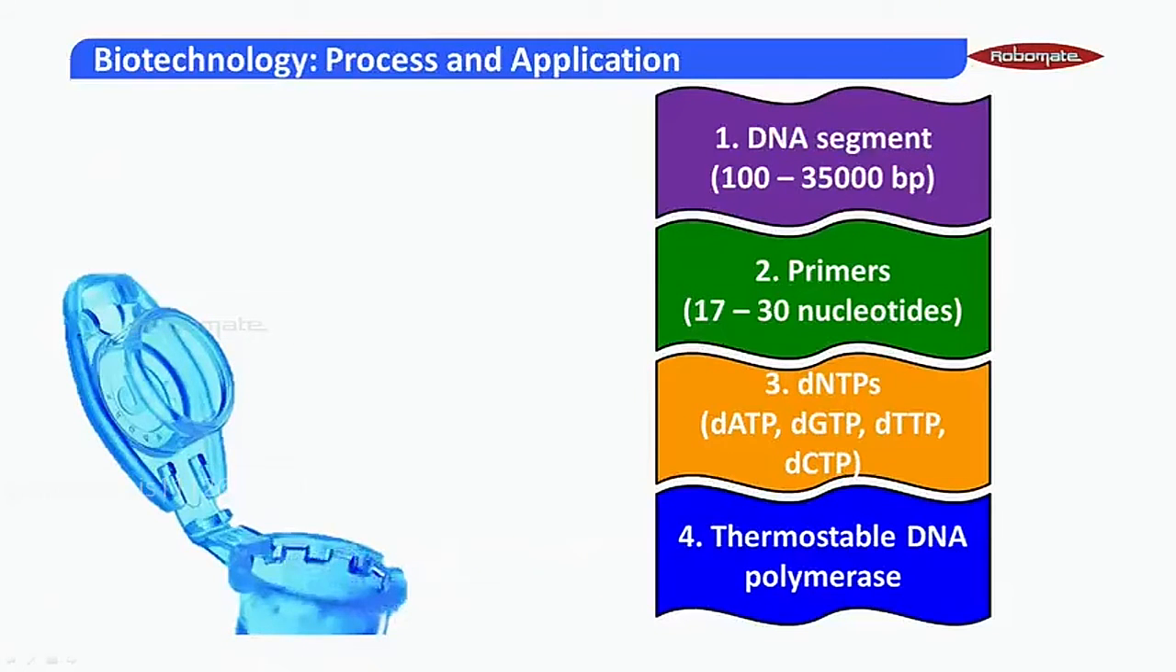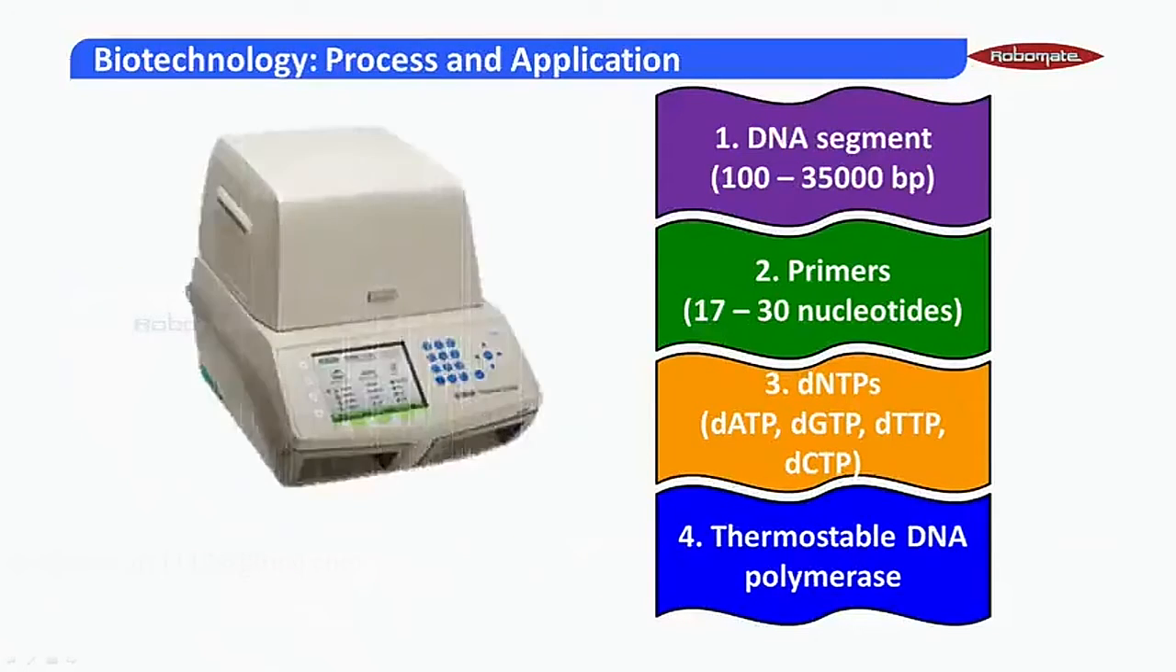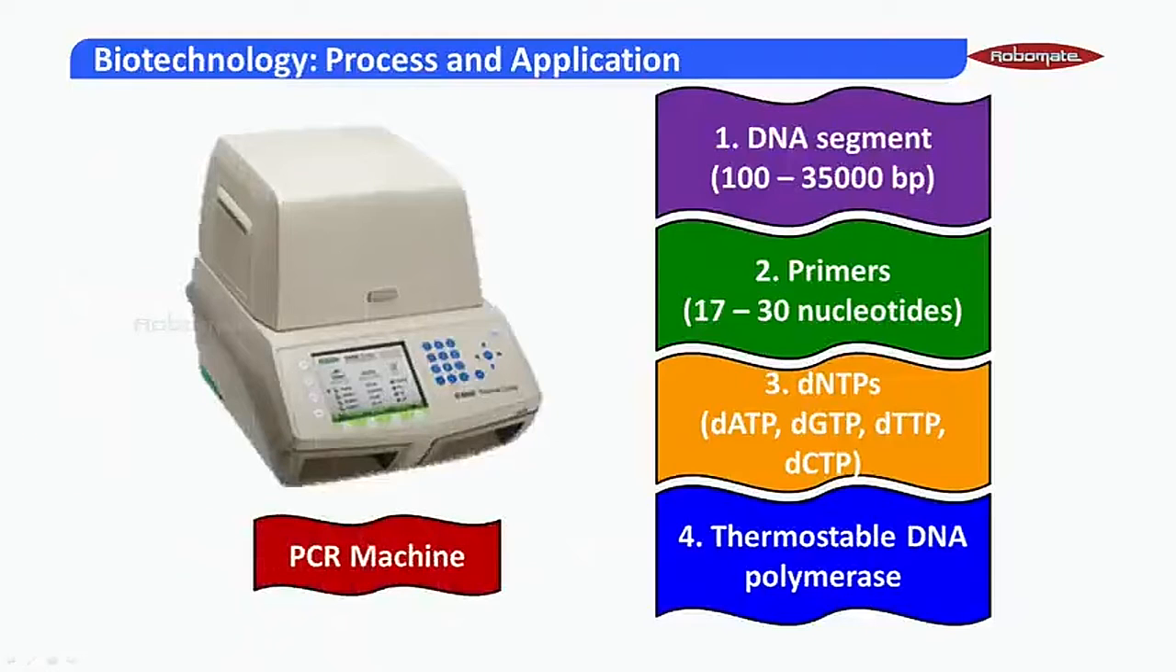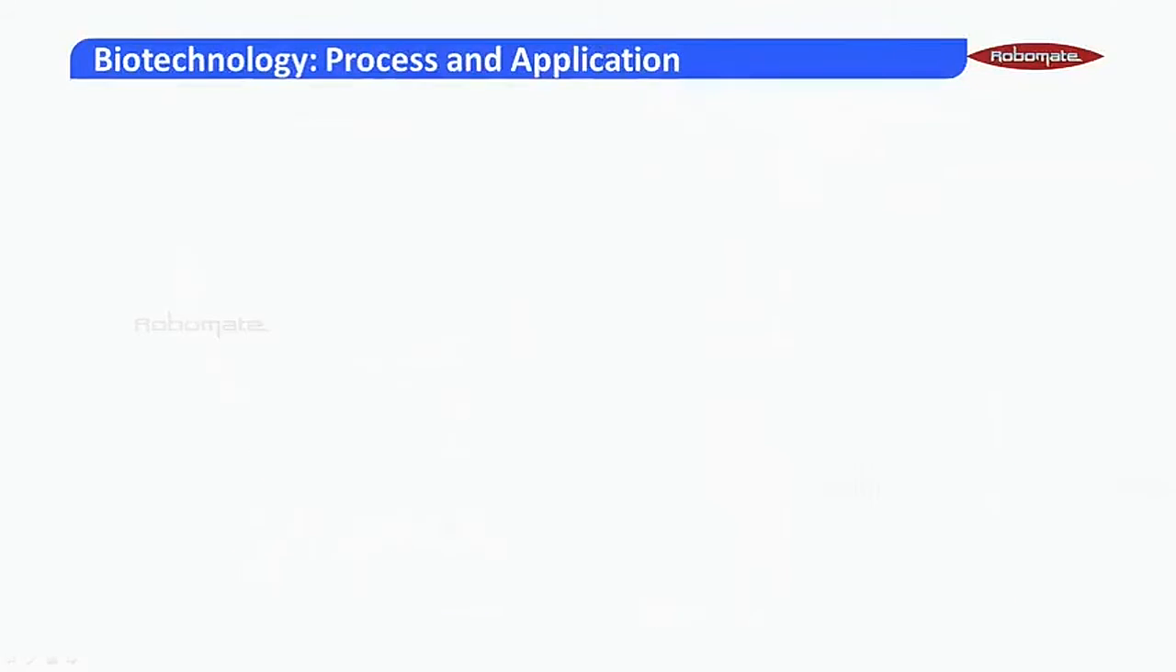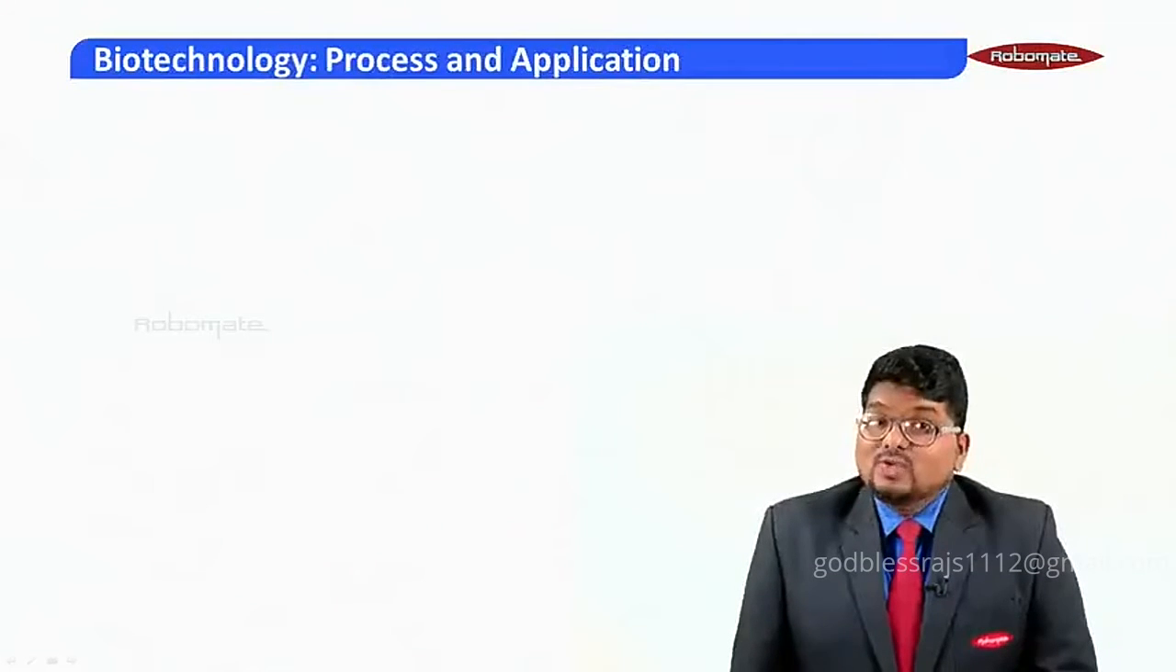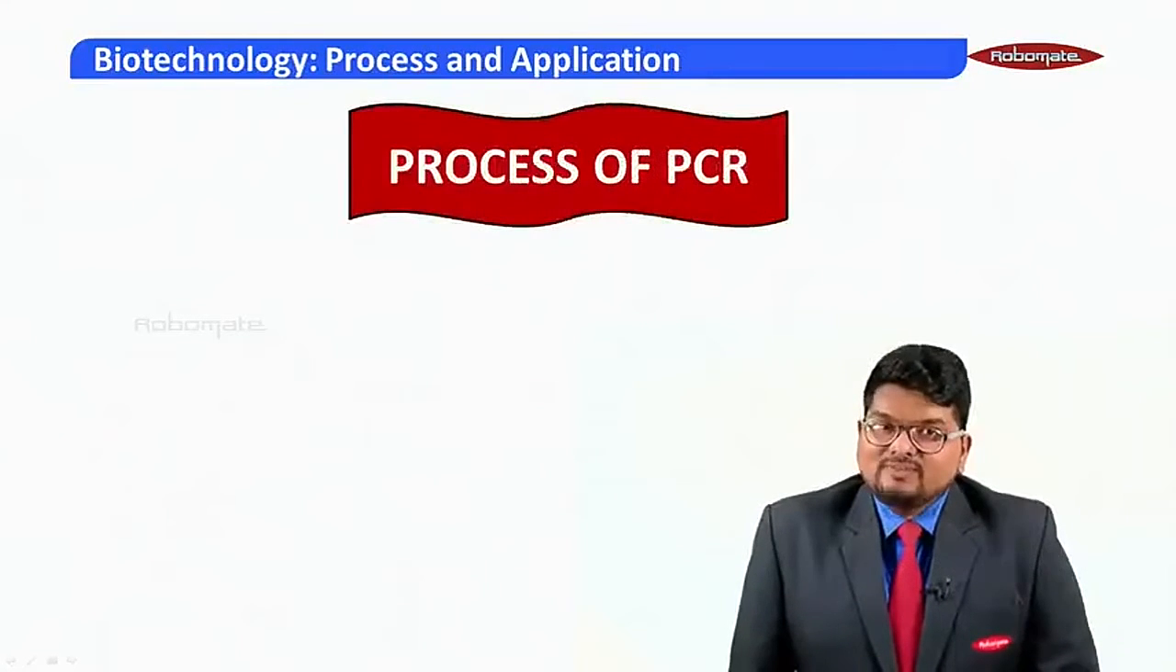And now the final and most important requirement is the PCR machine. Now this PCR machine is an automated machine in which PCR is carried out. It works on the basis of the principle of thermal cycling, which is alternate heating and cooling. So that is the requirement for PCR. Now moving ahead, we shall take a look at the process of PCR.